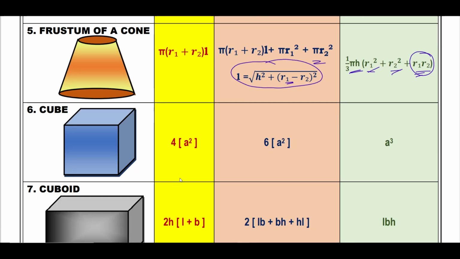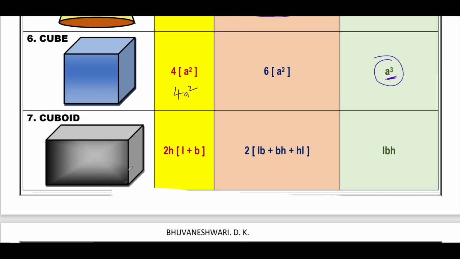Next, CSA of cube is 4a square, TSA of cube is 6a square. Volume of cube will be a cube, that is length into length into length. You can expect a 1 mark question based on the volume, CSA or TSA of the cube. You have seen a simple question on this cube solid in the preparatory paper.